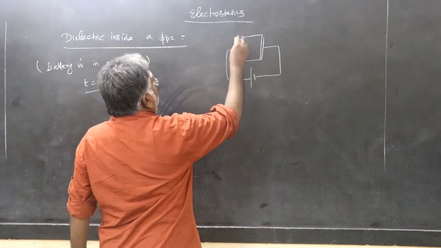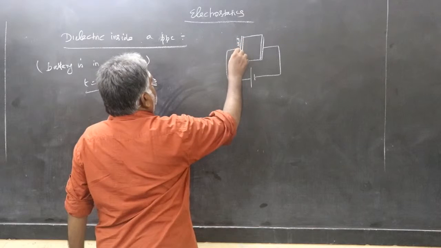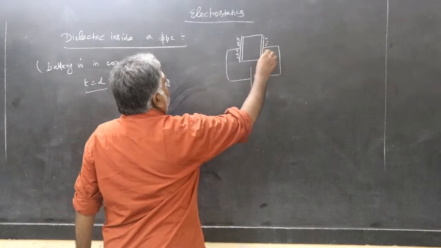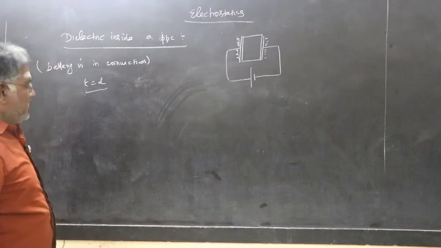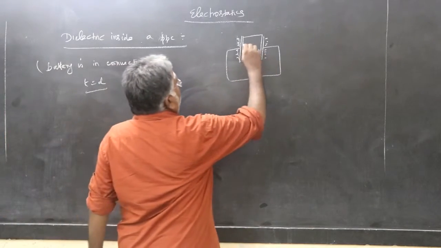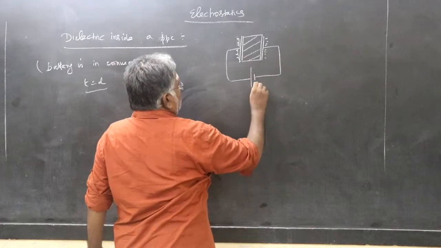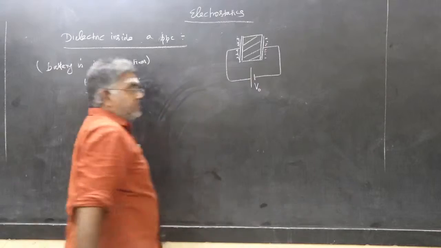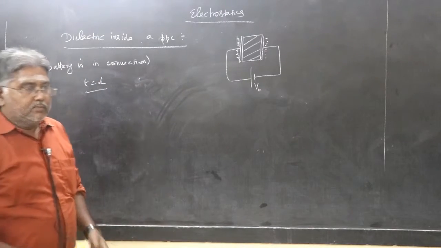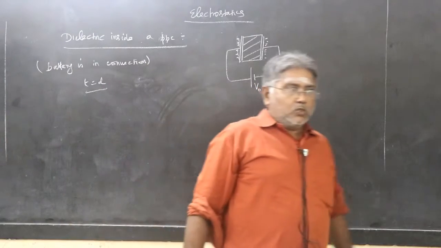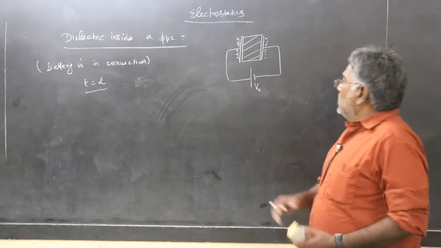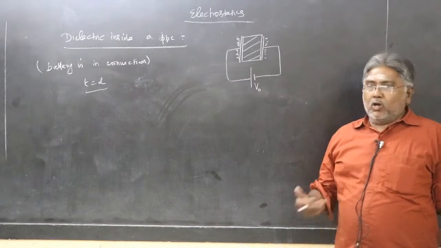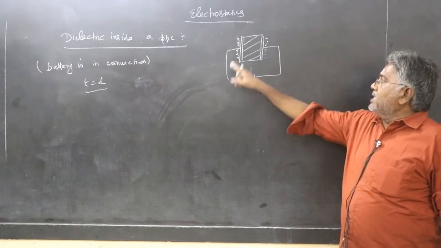This is positive charges. Here you have negative charges. Let's say this is V0. So V0 is the voltage before you put the dielectric, and also you are not changing the battery voltage, battery is still in connection.